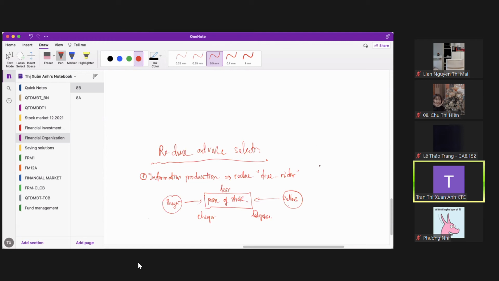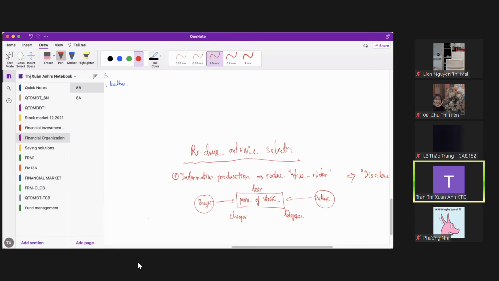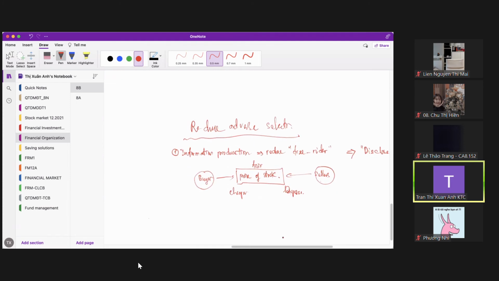So that is why the government needs the issuer to make all information public. We call it disclosed information. The company can disclose quarterly or annual reports, or even urgent reports to the public whenever the company has problems. So that is the first solution.